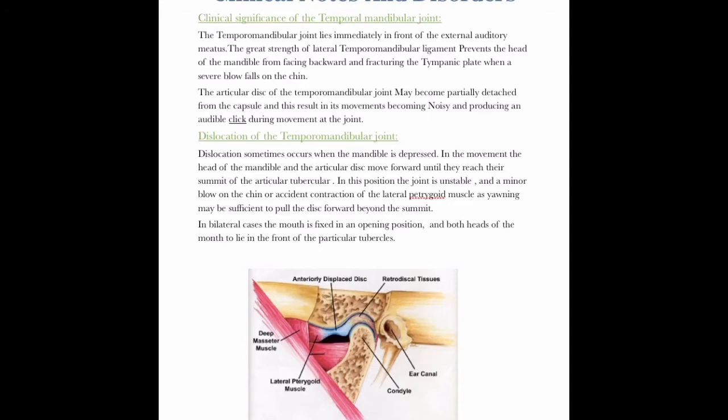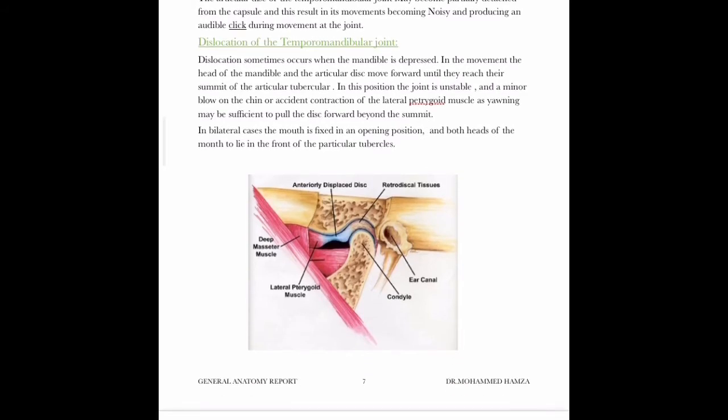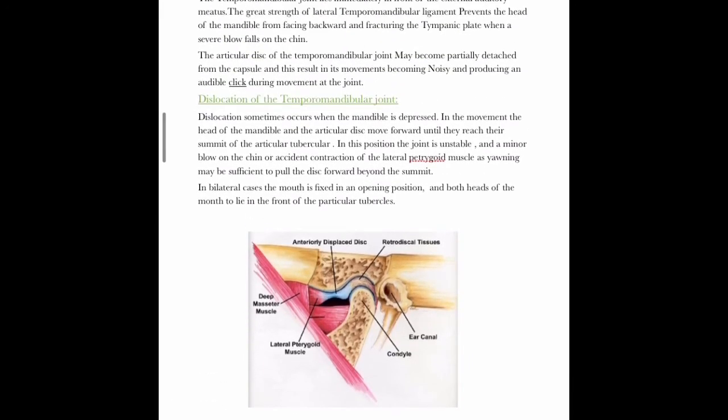The articular disc of the temporomandibular joint may become partially detached from the capsule, and this results in the movement becoming noisy and producing an audible click during movement of the joint. So when opening and closing the joint, we have a sound like a click. We have several cases of the TMJ.